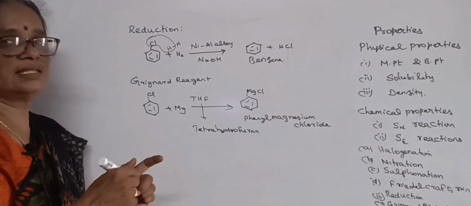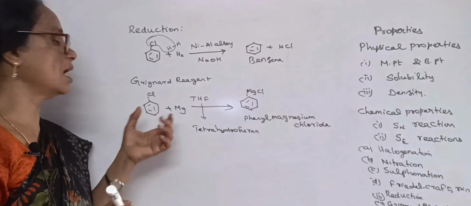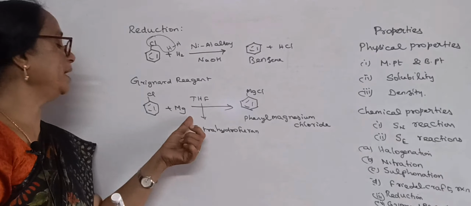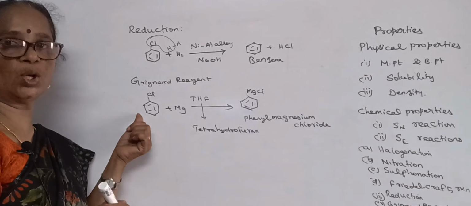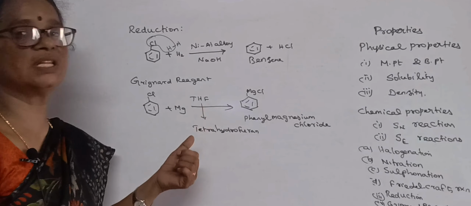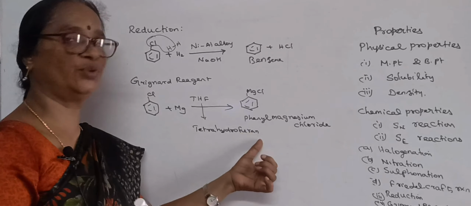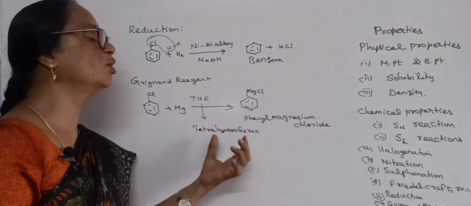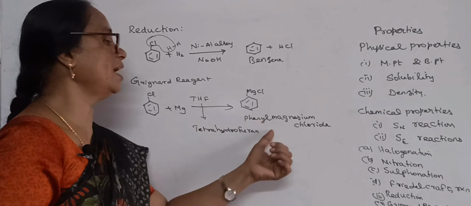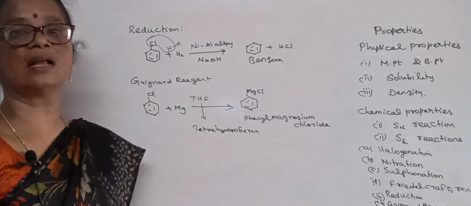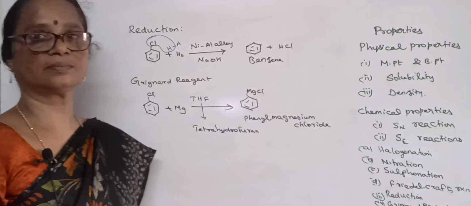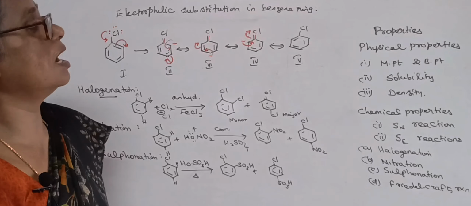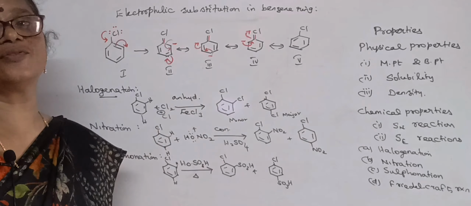And Grignard reagent: just like haloalkanes, haloarenes also form Grignard reagent. It is formed by treating magnesium ribbon with chlorobenzene in the presence of the solvent tetrahydrofuran, which has no proton in its structure. It is in tetrahydrofuran that it forms phenyl magnesium chloride, a Grignard reagent. That's all the chemical reactions, all the chemical properties of haloarenes.